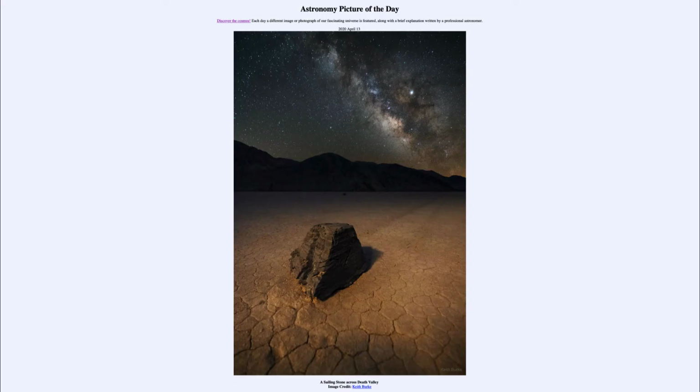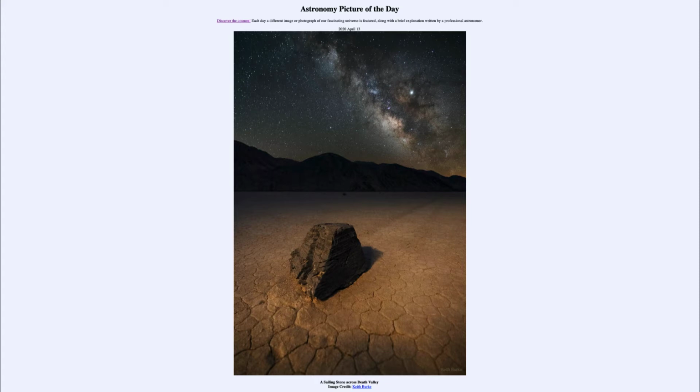One of the things that I like to do in each of my introductory astronomy classes is to begin the class with the astronomy picture of the day from the NASA website, that is apod.nasa.gov/apod. And today's picture for April the 13th of 2020, well, it is titled A Sailing Stone Across Death Valley. So what do we see here?